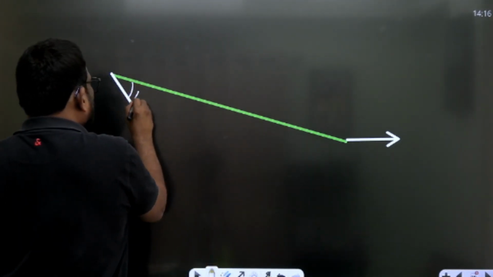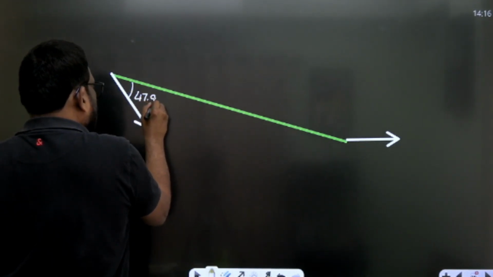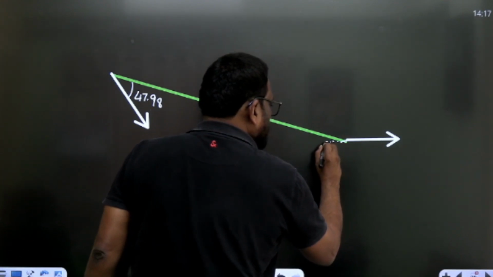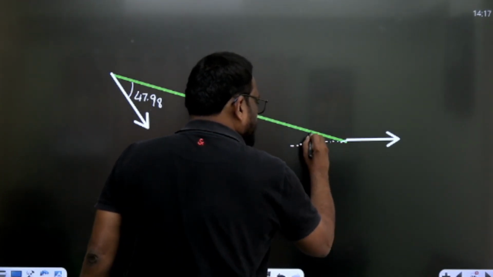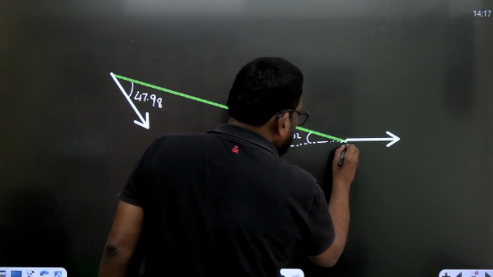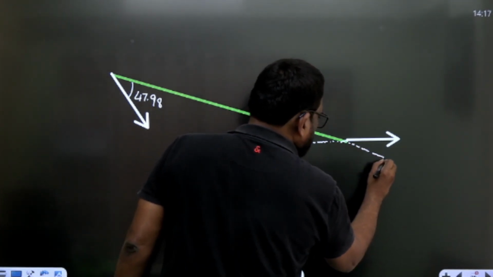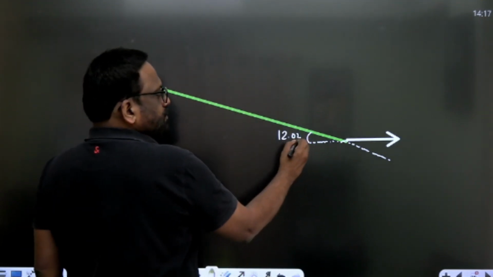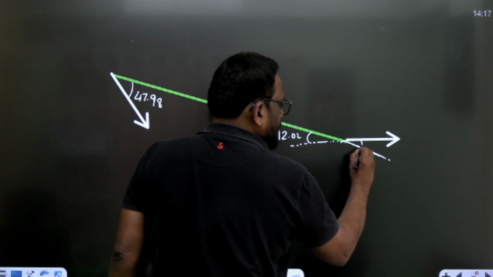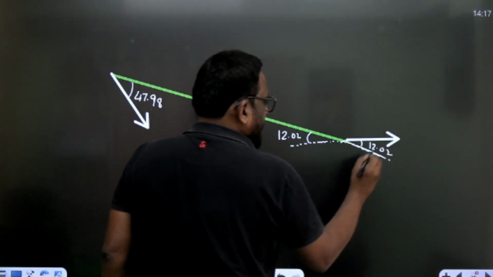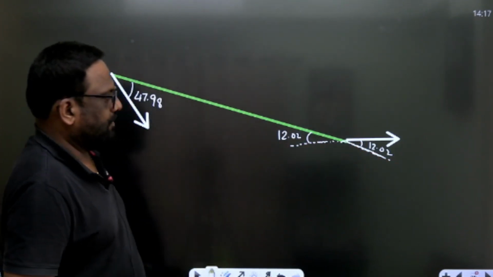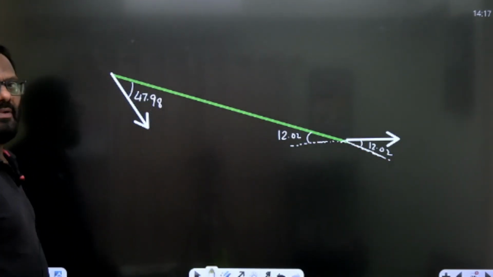This angle is 47.98. This is 12.02. If this is 12.02, same straight line, same line, this will also be 12.02. Arre yaar, same line, so 12.02. Now how to do it, sir? It is very simple.